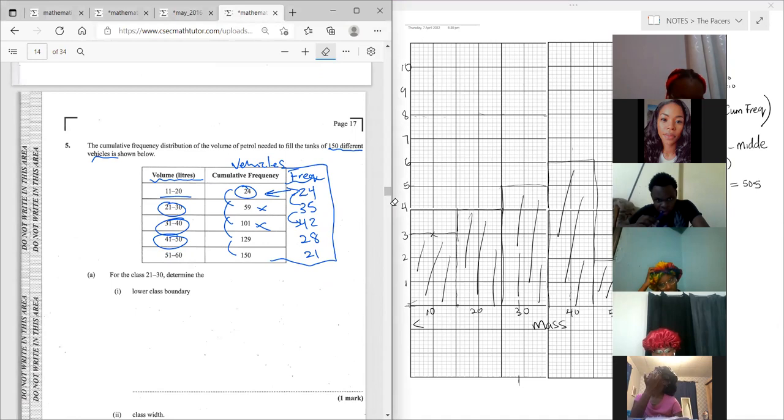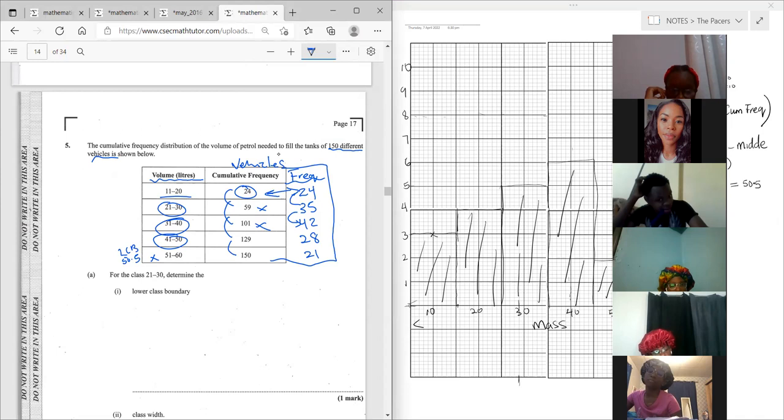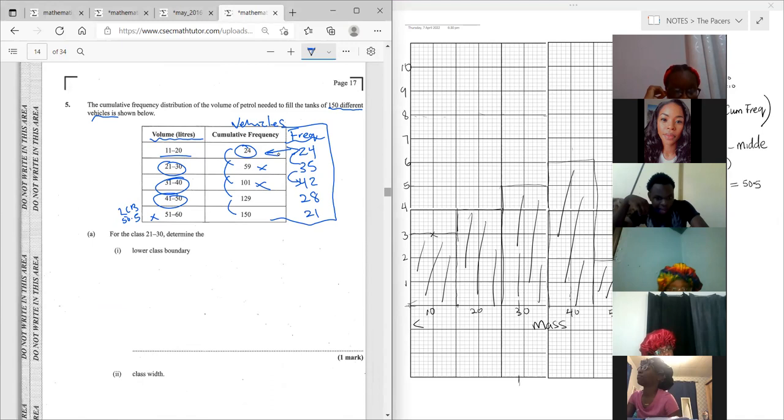So what is that probability that it will fall in the 51 to 60 range here? Because remember, here is 50.5, right? Those of you who forgot, this is your lower class boundary. So we're taking it from here. What's the probability that it will be between 51 to 60? 21 out of 150. Correct, 21 out of 150. Very good.